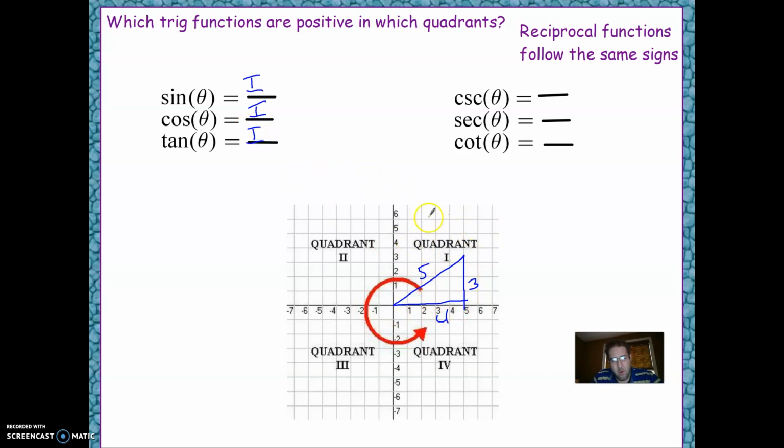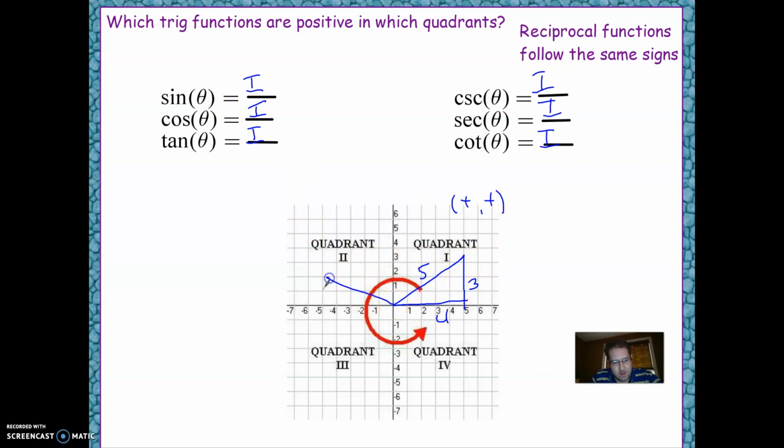So if you pick any point in quadrant 1, it's always going to be positive because this is a positive, positive. So it's always got a positive x and a positive y. Which means that the reciprocals obviously are still positive. Positive over positive is still going to be a positive as well. So quadrant 1 is positive for all 6 trig functions.